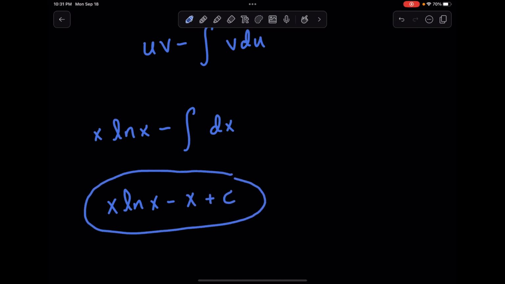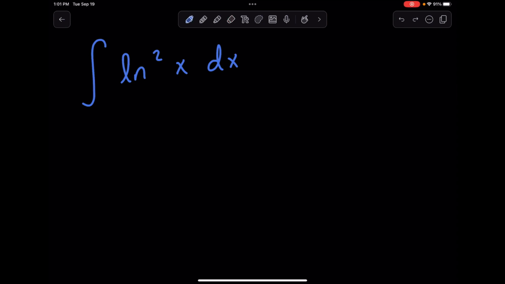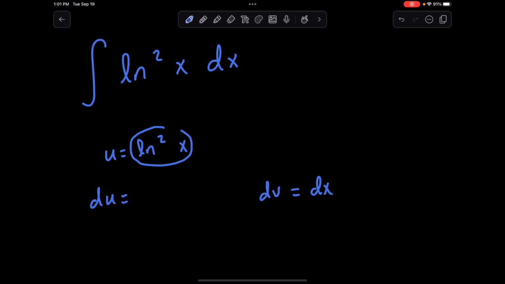Now let's look at a harder example. Now let's take the integral of ln squared x. Again, we're going to use integration by parts. We'll start by setting u equal to our log function, in this case ln squared x, and our dv will equal dx. Now we need to find du, and we can do that by using chain rule on ln squared x. So first is going to be 2 ln x times the derivative of ln x, which is 1 over x. And then our v is just going to be x.